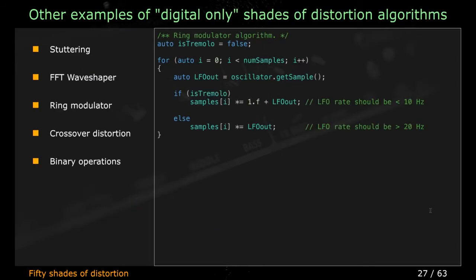And we can find a lot of other examples of digital-only distortion algorithms, like things you might already know: stuttering, doing some wave shaping in the FFT domain instead of the time domain. We have ring modulators, which are basically an LFO multiplied by your input signal, crossover distortion, binary operations directly on your variables. And it's a lot of fun to play with all these things. But now, we're going to talk about analog modeling distortion, finally.